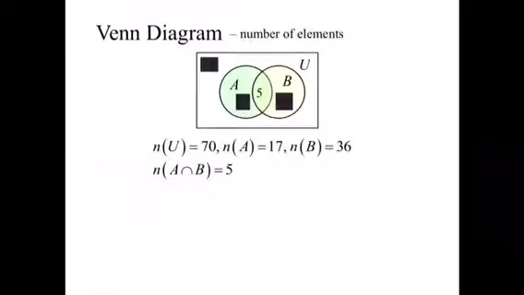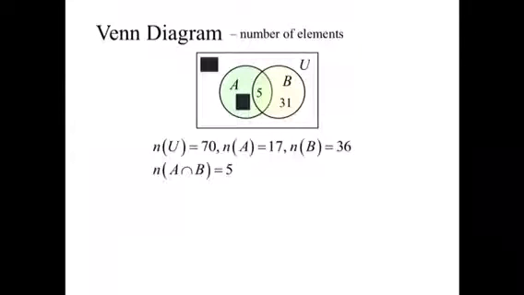Working backwards, we know that there are 36 people in all of set B, which means that this middle number, the 5, plus the outside number have to add to be the 36. If we already counted 5 of that 36, that means that we have a remaining 31 to be counted.